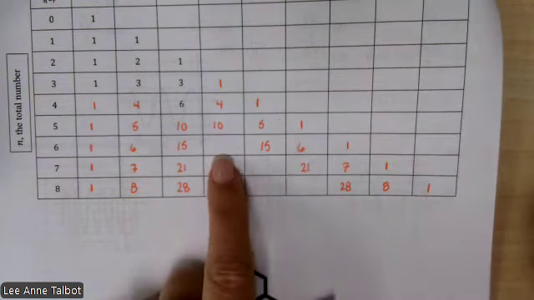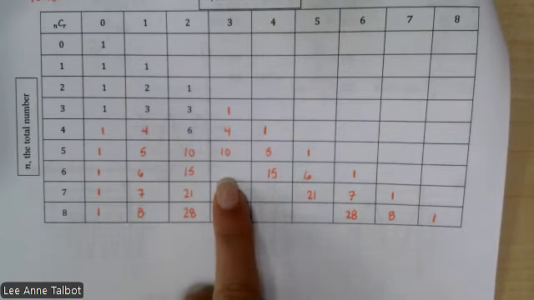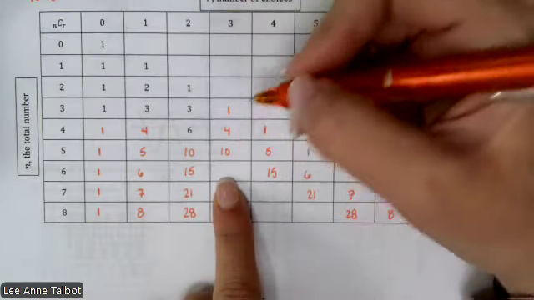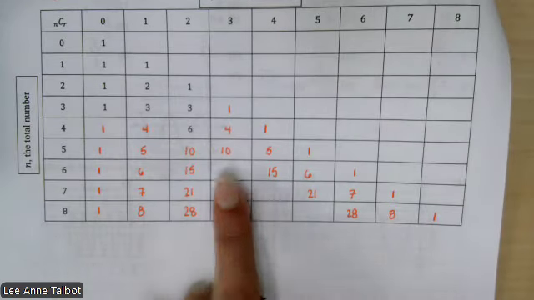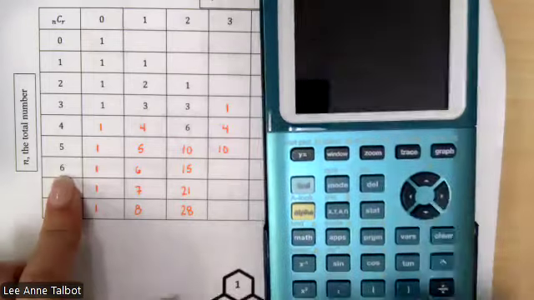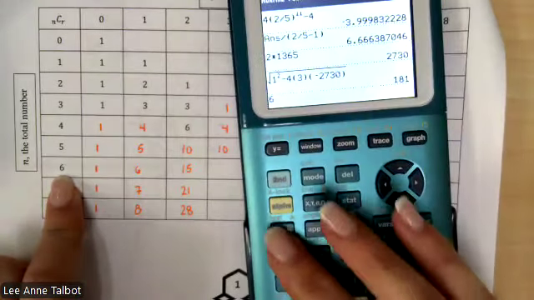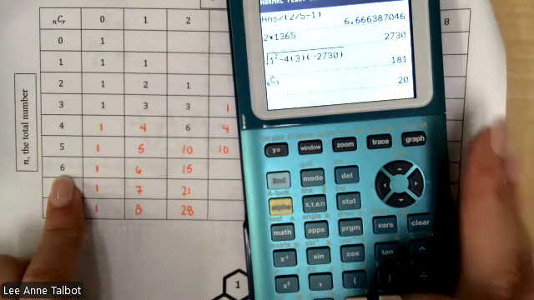Anyone want to take a stab at this one? The one below the 10 in column 3. 22? I love your steps. Let's see what we get when we do 6 combination 3 on the calculator. 15.